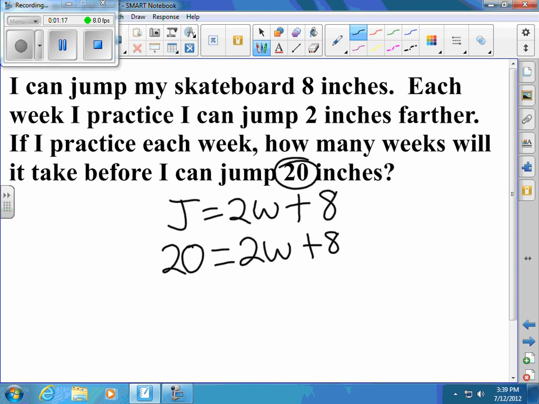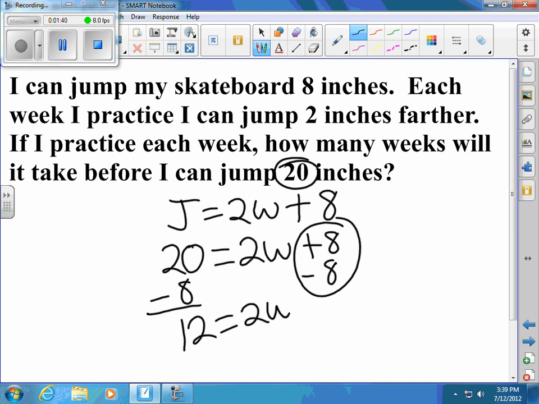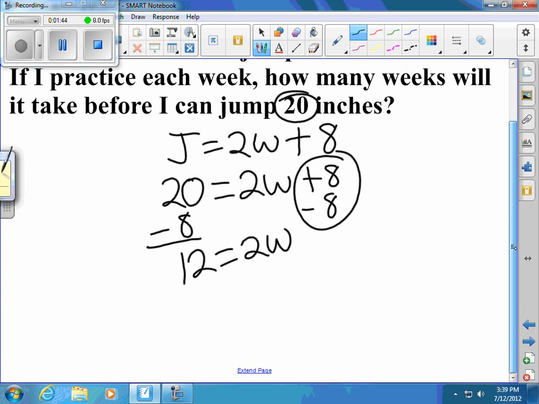So let's do the opposite of add 8. Let's subtract 8. Whatever I do on the right side, I have to do on the left side. Doing the opposite of adding 8 gives us 0. 20 minus 8 is 12. So 12 equals 2 times the number of weeks. You can probably see what that would be, but let's just go ahead and show you the steps.